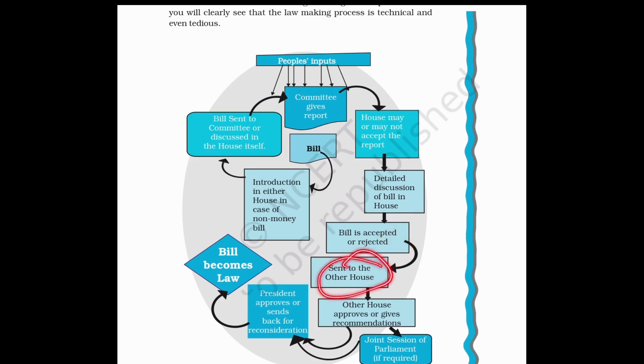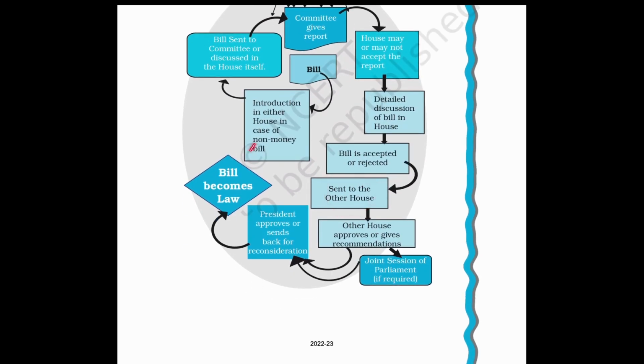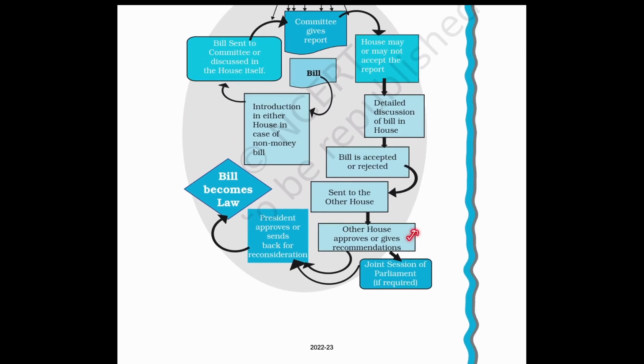The whole process will go to the second house, like everything. The same process will happen in the second house also. So the other house will either approve or give some recommendations. If there is a deadlock, a joint session will be held. If not, then it will be sent to the president. The president will approve or send back the bill for reconsideration.